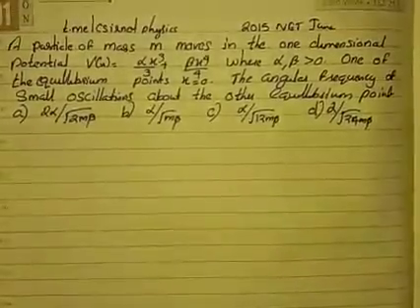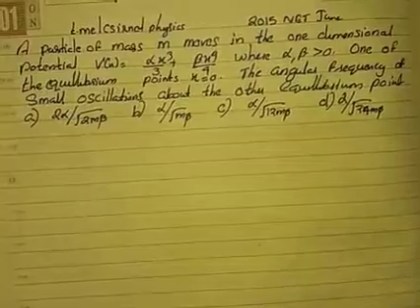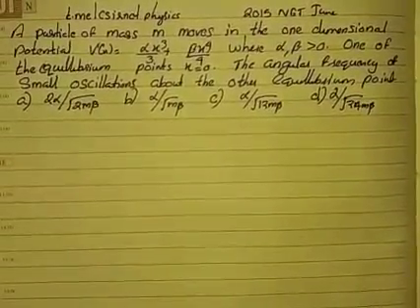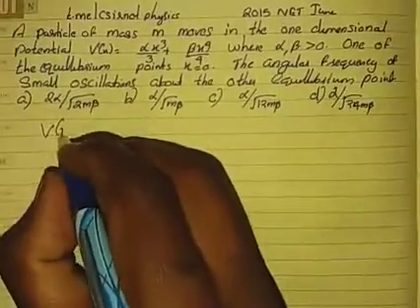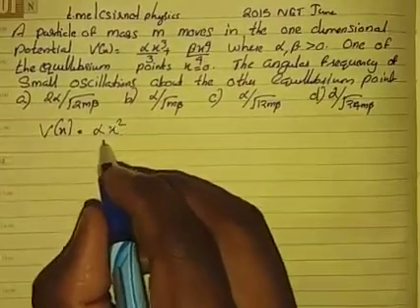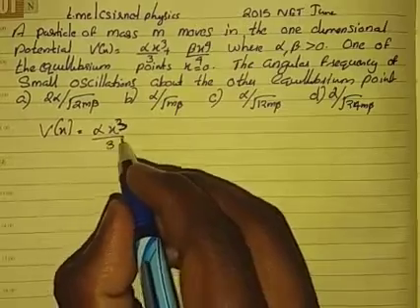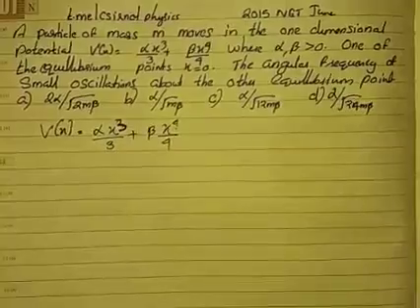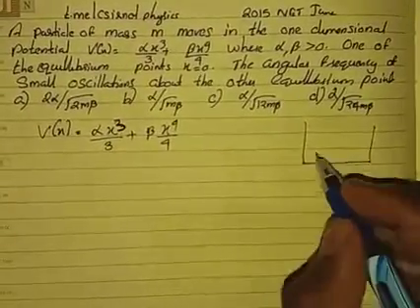Hello guys, what we have here is a question which was asked in the 2015 NET June exam. The question is that a particle of mass m moves in a one-dimensional potential V of x, which means there is only variation of potential along one axis, the x-axis. The potential is alpha times x cubed by 3 plus beta times x raised to 4 by 4, and the particle is moving in that one-dimensional potential.